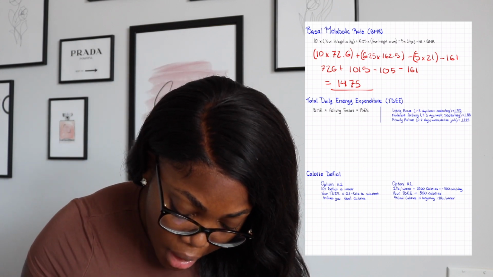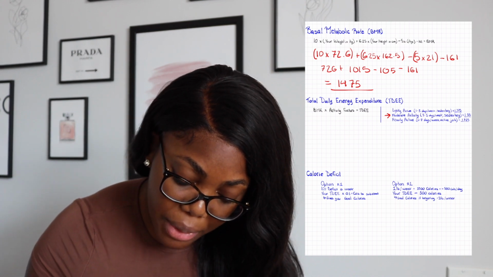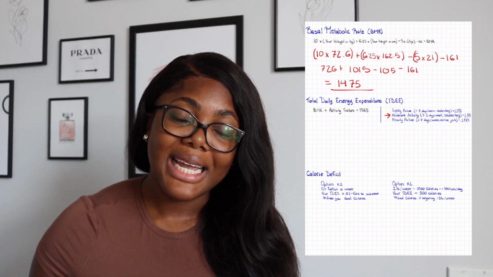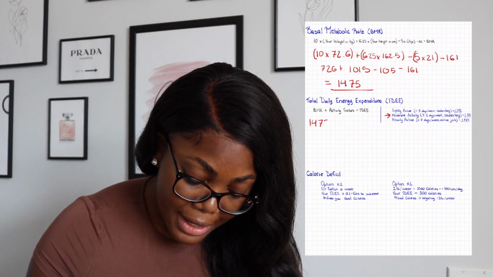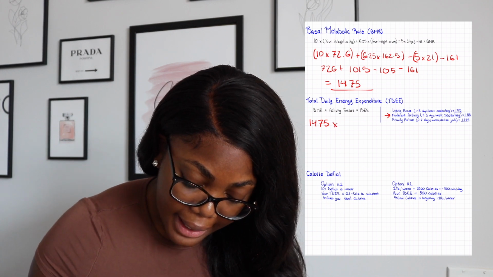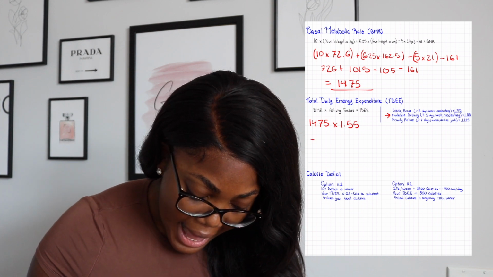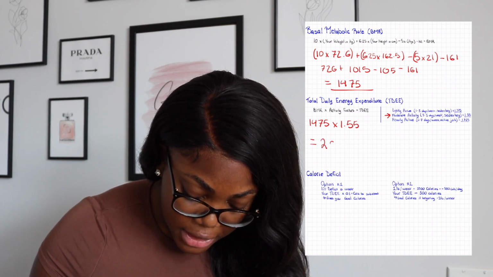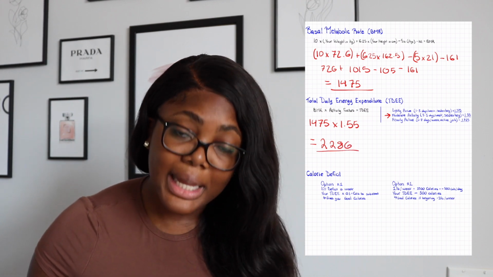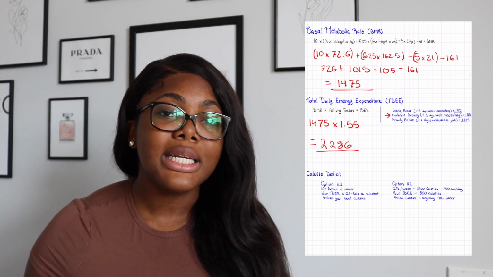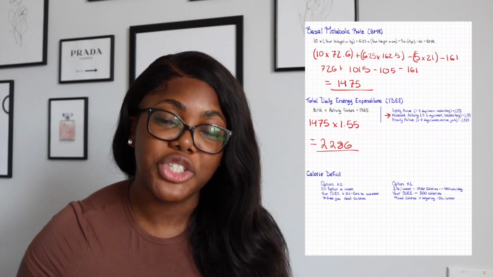So we're going to say that they are moderately active, and the multiplication factor for moderately active is 1.55. So what we're going to do is take that 1475 that we got in our BMR, write that down, and multiply that by 1.55, which is our activity factor for somebody who is moderately active. And that gives us 2,286. So that is her TDEE. So for this young lady, on a day, she should be consuming about 2,286 calories just to keep up and to nourish her body properly.